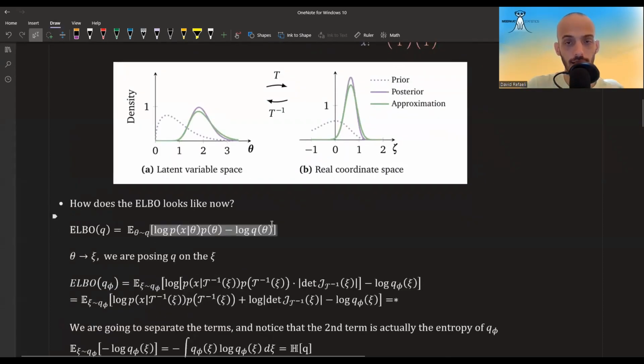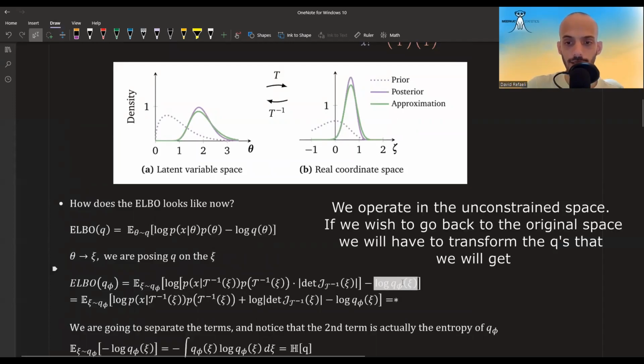So this is how the ELBO looked like previously. We are now moving from theta to xi, and our q's are going to live in the xi space. Okay, so because they are living in the xi space, we don't have to transform anything for the q, only for the p of x and theta, because only here we will have the thetas.